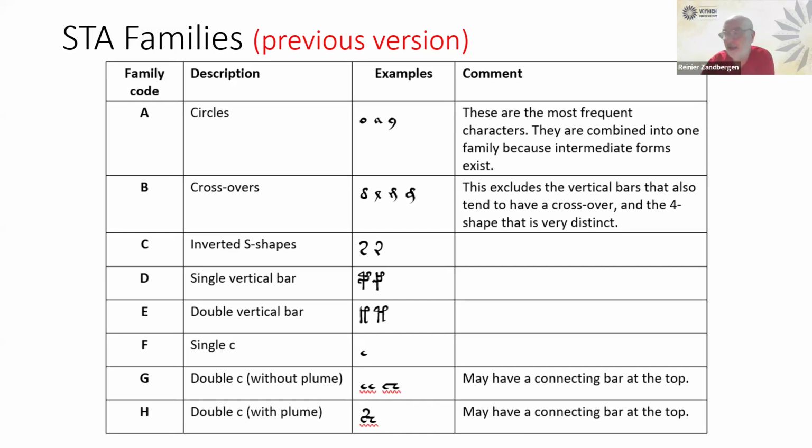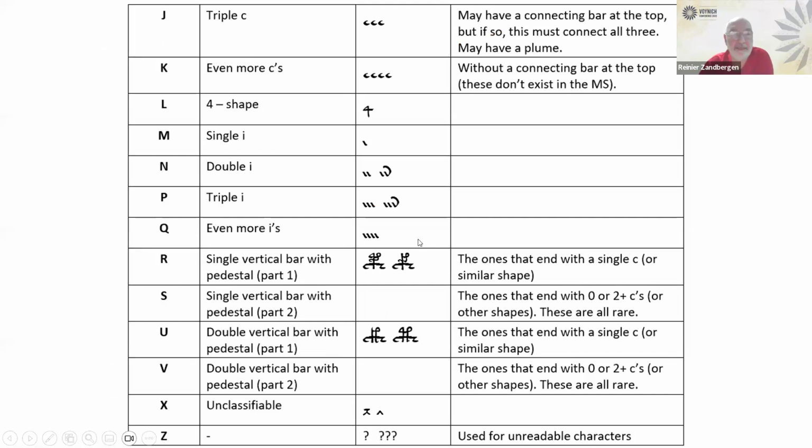It doesn't really matter. But it shows, for example, there's a family of circle-like characters, O, A, Y, which are the most frequent characters, but they look similar and they behave in a similar way. So they're grouped together. Same with characters that are called crossovers. Their shape has a crossing line. There's inverted C shapes. Then there are the gallows with a single vertical bar, gallows with two vertical bars, etc. The table goes on. We have different numbers of C shapes. We have the fourth shape, which is special by itself, different numbers of I shapes, and then the various pedestal gallows. And at the end, there are also unclassifiable characters together in one single family.